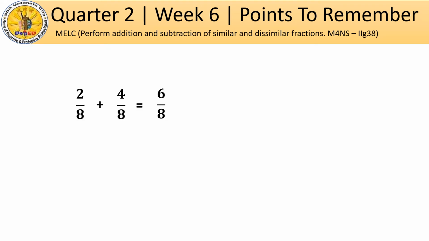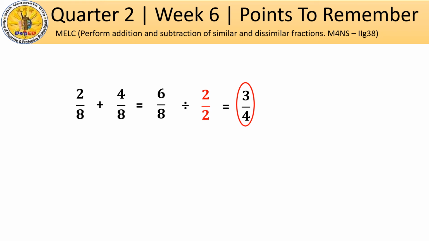Okay, the GCF of 6 over 8 is 2. So we are going to divide it by 2. So 6 divided by 2 is 3, then 8 divided by 2 is 4. So the final answer is 3 over 4.